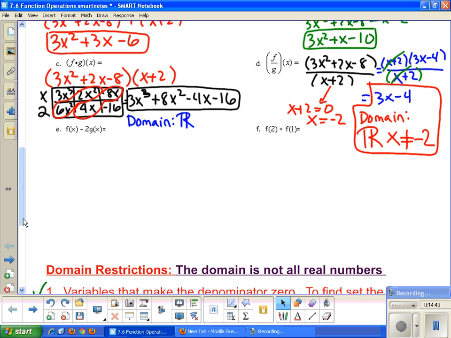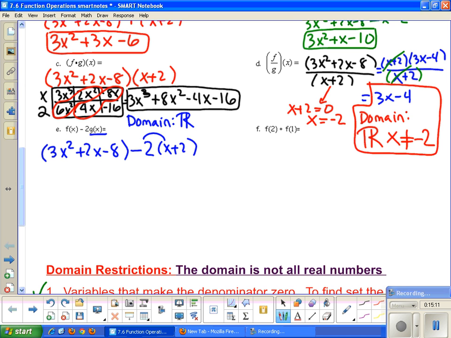For the next one, notice we're doing f of x minus 2 times g of x. So remember, this is function notation, so we're taking the 2 and multiplying it by the entire g of x equation. So f of x, remember, was 3x squared plus 2x minus 8, and then minus 2 times my g of x function, which is x plus 2.